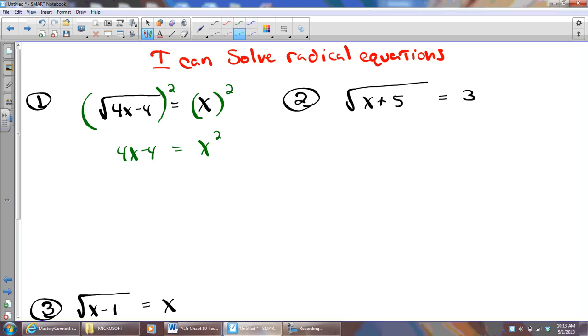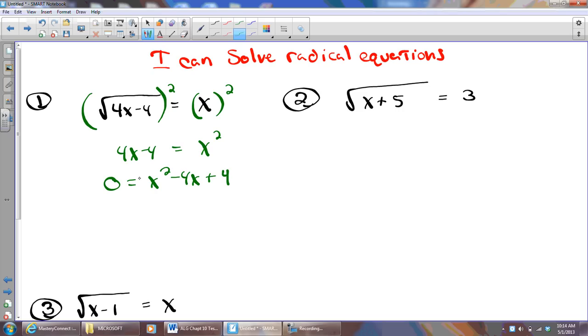What kind of equation do I have? Corvus can tell me, I hope, that this is a quadratic because it's raised to the second power. So I'm going to get everything to one side. So I'm going to have 0 equals x squared minus 4x plus 4. I know some of you think I skipped a step there, but at this point in the year, I expect you to know exactly what I did. I'm not going to show you every baby step along the way.